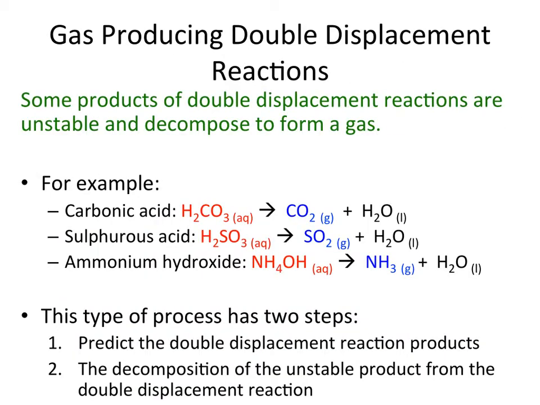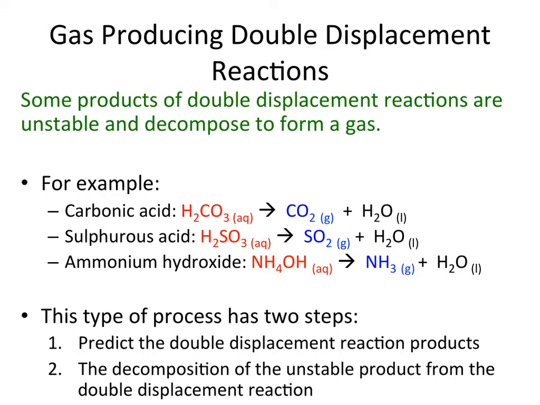So, in gas-producing double displacement reactions, some of the products that are formed are unstable, and they automatically decompose into forming a gas. Examples of these are carbonic acid, which is H2CO3 aqueous, and that will break down into carbon dioxide and water. We have sulfurous acid, which is H2SO3. Remember, sulfuric comes from the sulfate, which is SO4, so sulfurous is SO3. It forms sulfur dioxide and water. And ammonium hydroxide, in aqueous form, will form ammonia plus water.